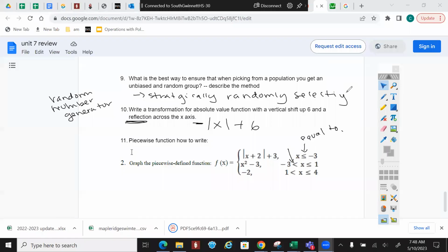Quick note, on your test, you have about 10 questions. There are 2 questions from the previous unit. So one is writing the transformation of the absolute value, and then one is writing the piecewise function. Okay, so you need to make sure that you got those 2 things down. The rest of it is all over that unit 7. Okay, you are taking it on Friday.